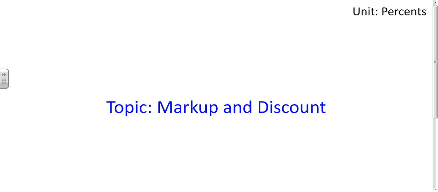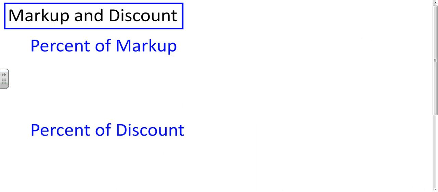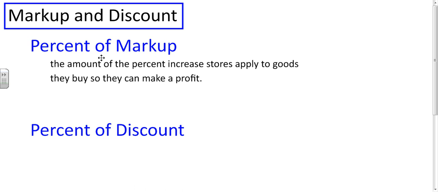In this video, we'll look at the topic of markup and discount and how that all relates to percents. So a percent of markup is the amount of the percent increase stores apply to goods they buy so they can make a profit. So when a store buys something from a supplier, right, they buy it at a certain price and then they're going to mark it up a certain percent to sell to the consumer so that they can make a profit, pay their workers, pay for rent, utilities, anything else that their store needs.